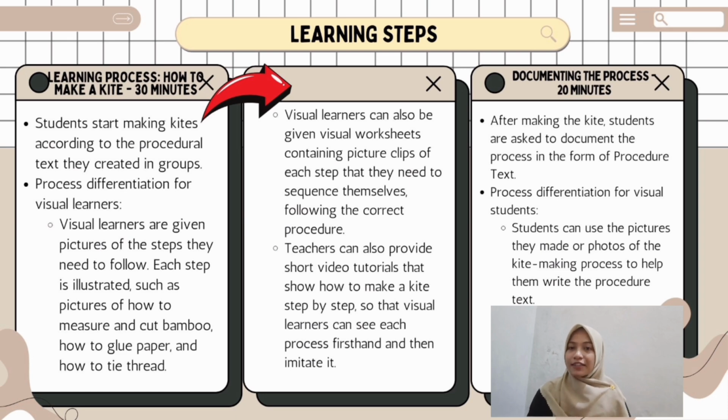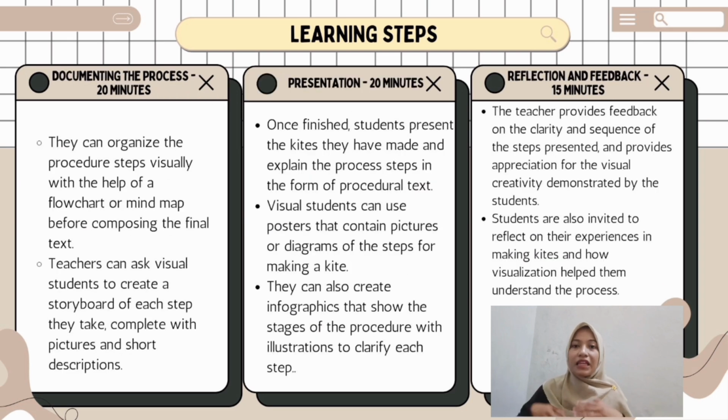After making a kite, students are asked to document the process in the form of a procedural text. And then process differentiation for visual learners: visual learners can use the pictures they draw or snapshots of the kite making process to help them write procedural text, and then they can organize the procedural steps visually with the help of a flow diagram or mind map first before compiling the final text.